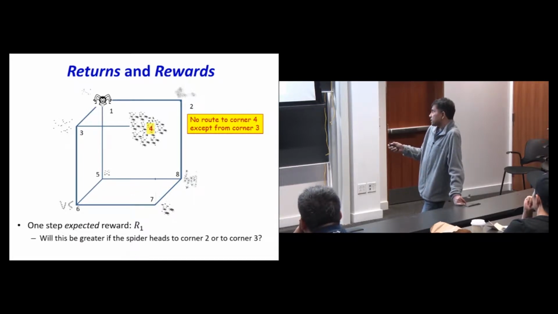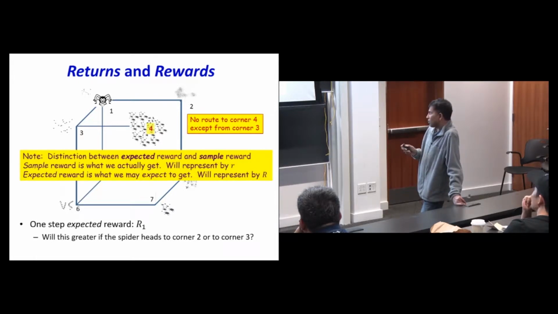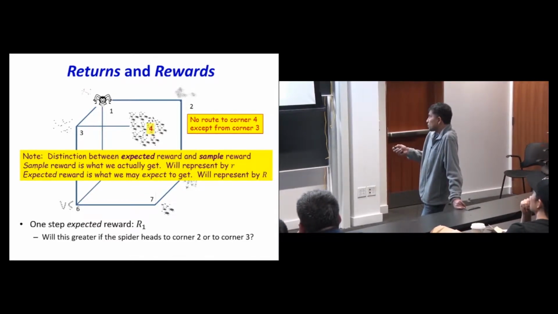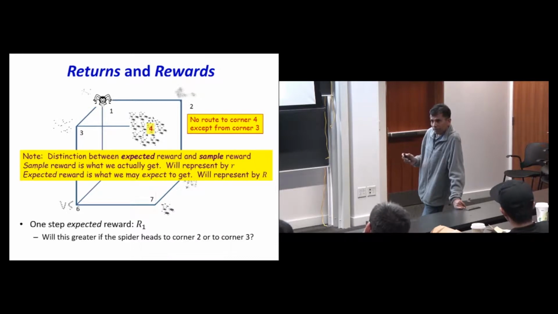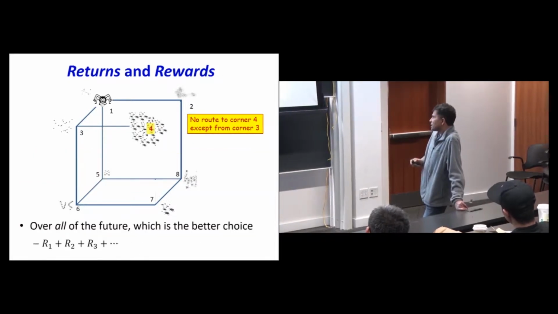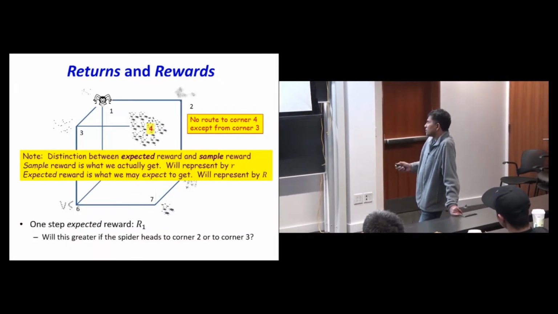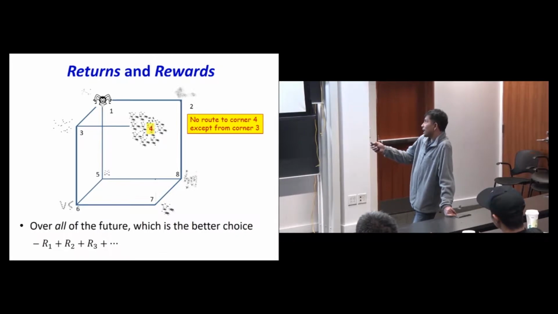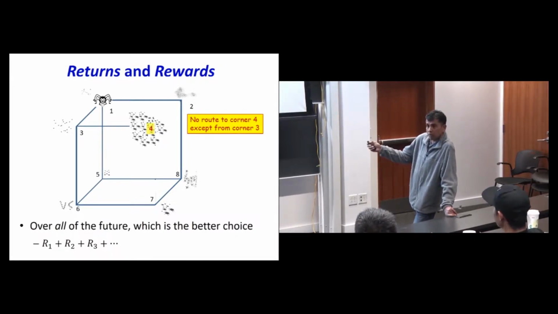So is the one-step expected reward going to be greater for coming here or going here? These flies are far fatter, but there are fewer of them, right? Note the distinction between the expected reward and the sample reward. Sample reward is what we actually get. I'm going to represent it using a small r. The expected reward is what we may expect to get. I'm representing it with a large R, right? In this case, if I want to think of the one-step reward, I'm going to get some reward if I go here. I'm going to get something else if I go here. And I have much greater expectation of getting a reward over here because even though the flies are smaller, there are many more of them. Here, you may just not catch any, even though they are larger, right?